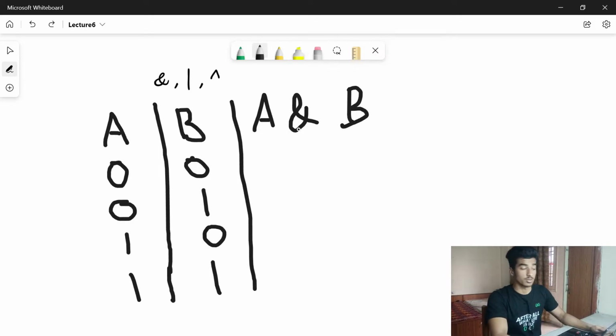When both bits are 0, the outcome will be 0. Doesn't matter if there is 1. If there is 0, the outcome will be 0. Same in this case, there is 0, the A and B is 0. And here, when both the bits are 1, the outcome will be 1.